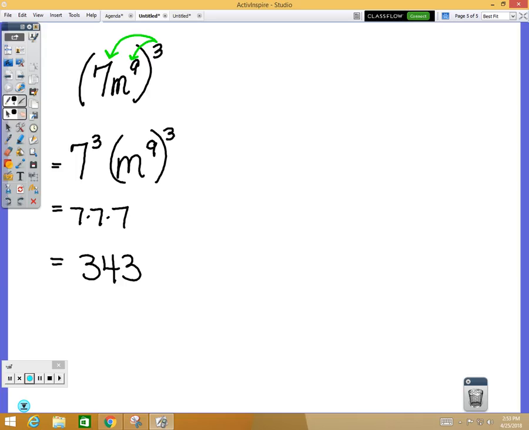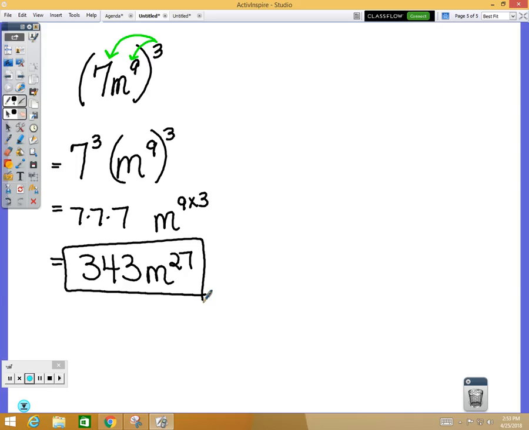Let's now look at our m to the 9th to the 3rd power. What do we do with that again? Multiply them. So we're going to do 9 times 3. So yes, m to the 27th power, and you're finished.